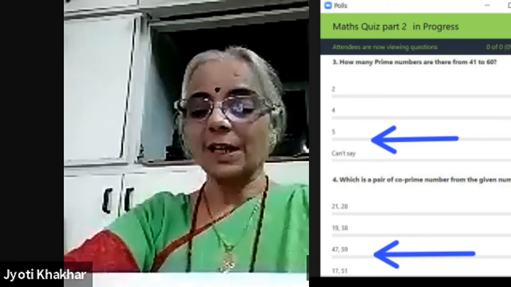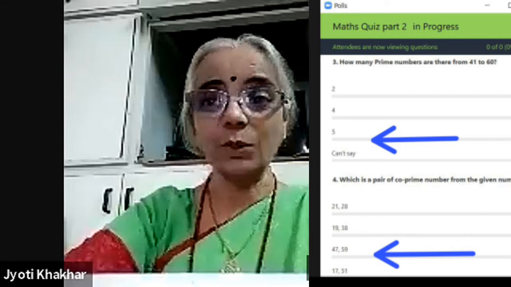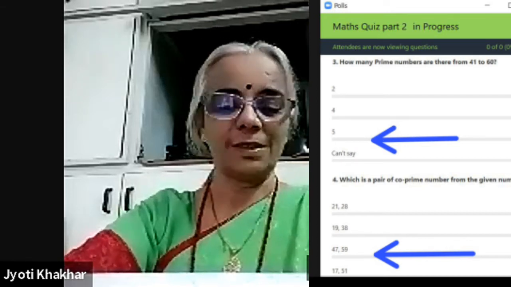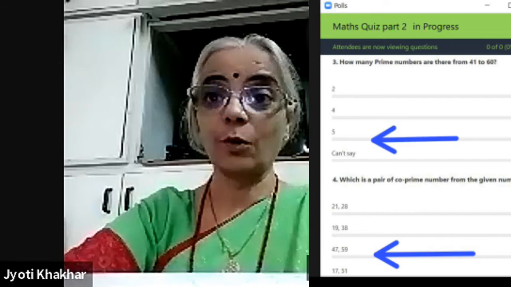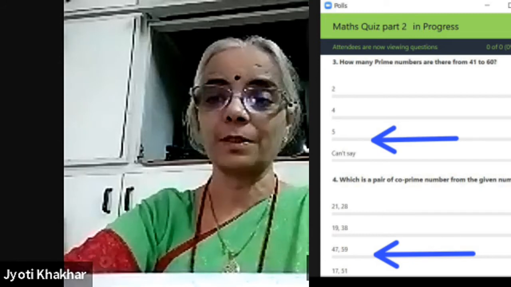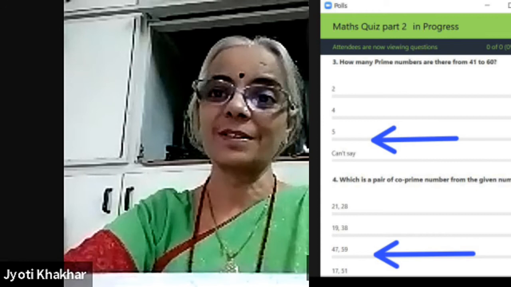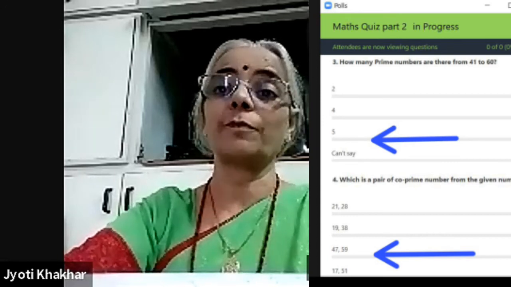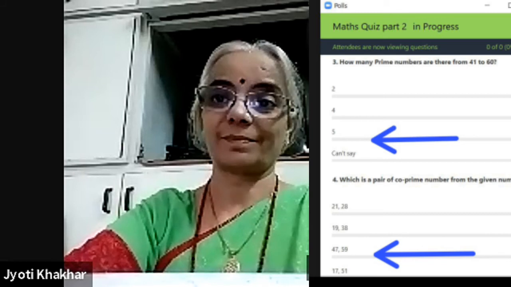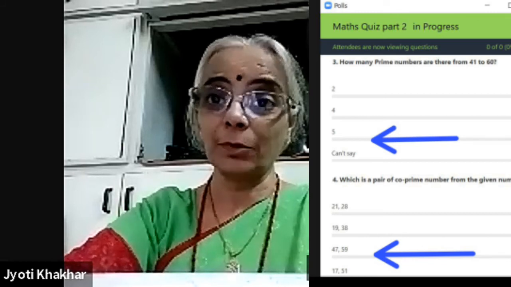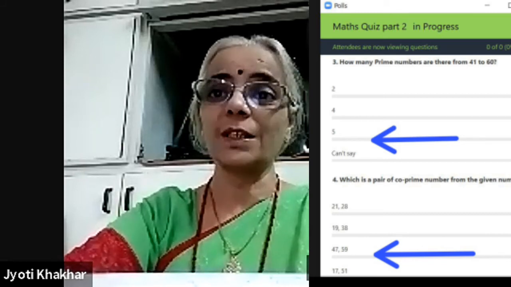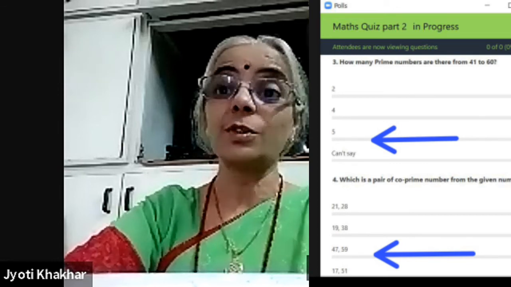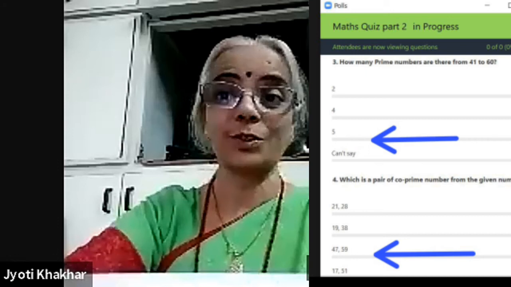Okay, let's move to the next question. Fourth question of second round. Which is a pair of co-prime numbers? Co-prime numbers: the definition says one is the only common factor. So if we think about the first option, 21 and 28: 7 threes are 21, 7 fours are 28. So 7 is a common factor. So it is not a pair of co-prime numbers.